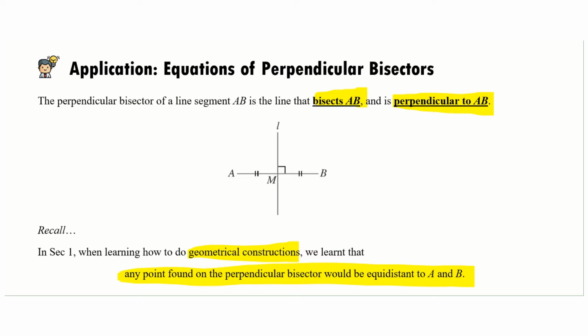So what this means is that, as a refresher to what you have done in Sec 1, if I choose one point over here on the perpendicular bisector and I measure the distance from A to that point and the distance from B to that point, I will realize that both distances are actually equal. And if I were to select another point, maybe here, and I measure the distance from that point to B and the distance from that point to A, these two distances will actually be equal.